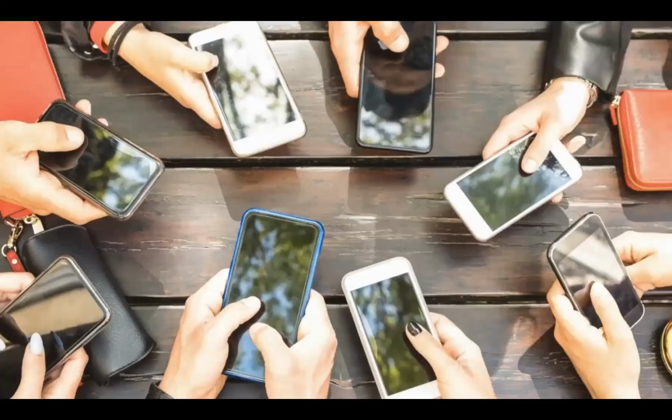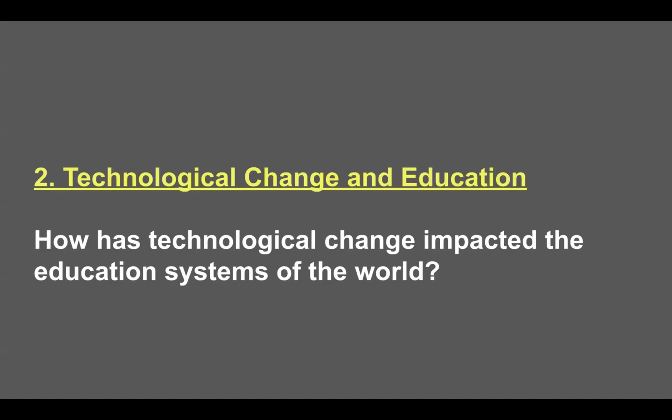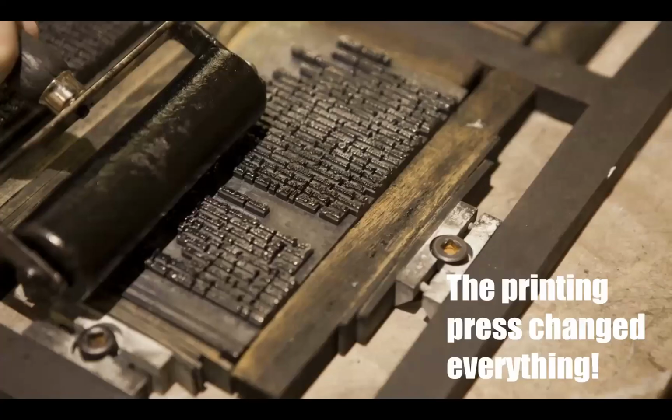What? Technology. Just like we had the transformation that occurred because of the printing press, we have a new technological change. The internet, it's changing everything. And we as a community of educators, we need to adapt our pedagogical styles. So I'm going to talk now in section 2 about technological change and education. And I want you to think about the question, how has technological change impacted the education systems of the world?